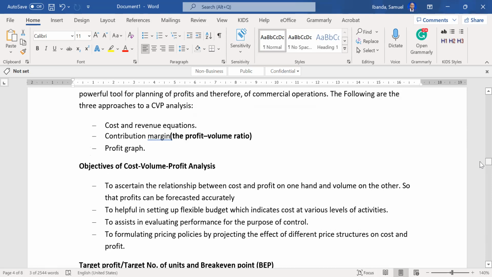Like I said, our intention is to evaluate how cost and revenue vary with volume. And I said the word volume is also used to mean quantity. The cost volume profit analysis can also be used in setting up flex budgets. We shall understand flex budgets when we look at the topic of budgeting. But we can also use it for evaluating performance for purposes of control, and also in setting prices, and we shall see how that comes through.